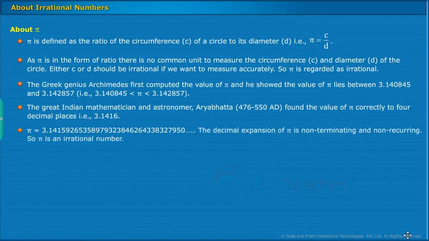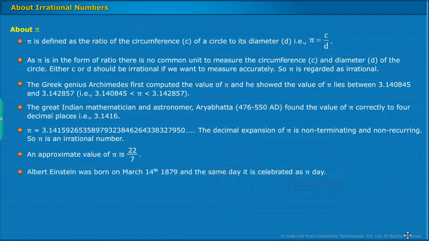The decimal expansion of pi is non-terminating and non-recurring. So pi is an irrational number. An approximate value of pi is 22 by 7. Albert Einstein was born on March 14, 1879, and the same day is celebrated as Pi Day.